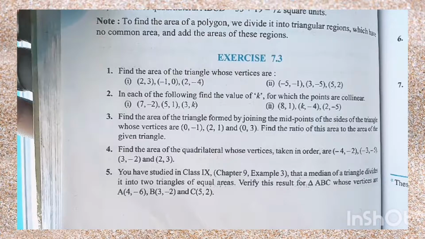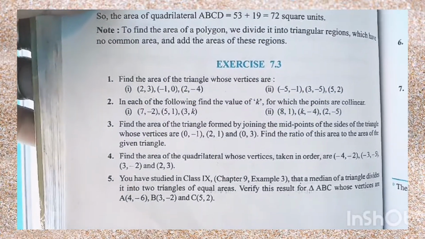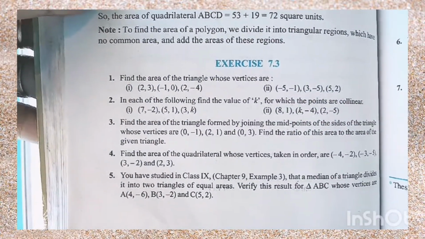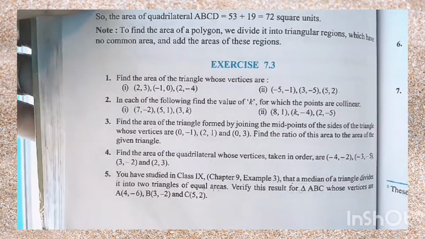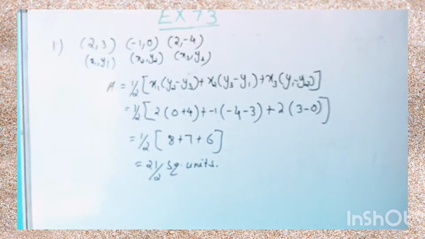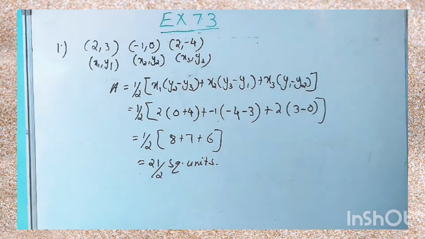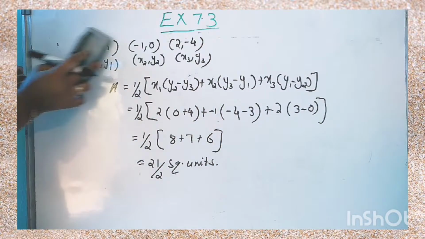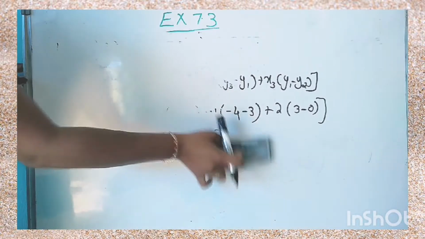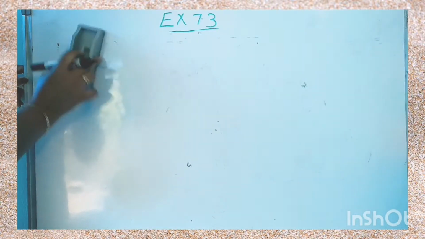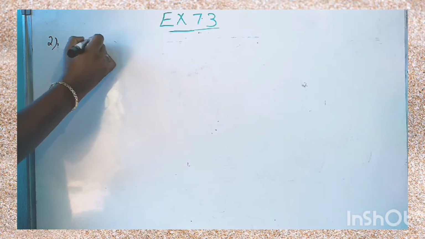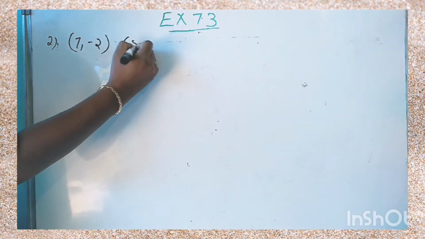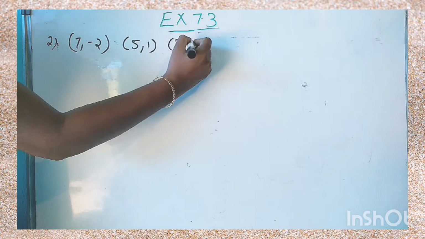Second question. In each of the following, find the value of k for which the points are collinear: (7, -2), (5, 1), (3, k). In this question, it is given that 3 points are collinear. And if 3 points are collinear, then the area of the triangle formed by those 3 points is equal to 0.